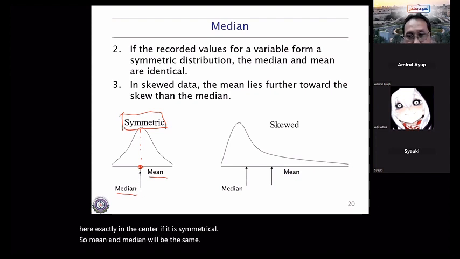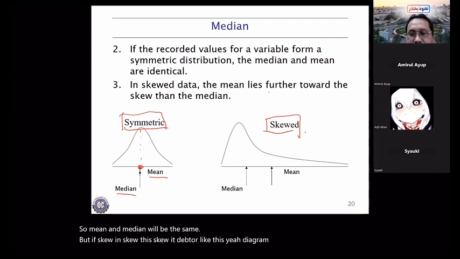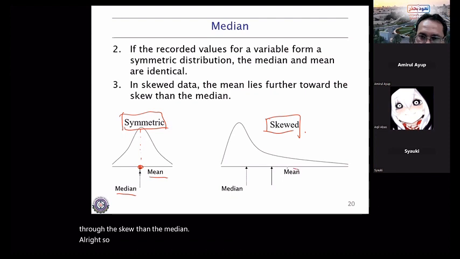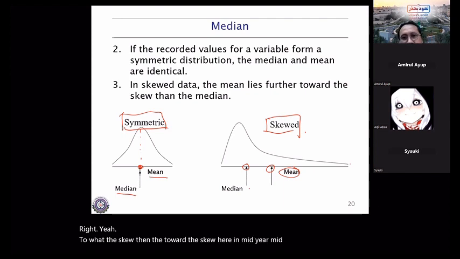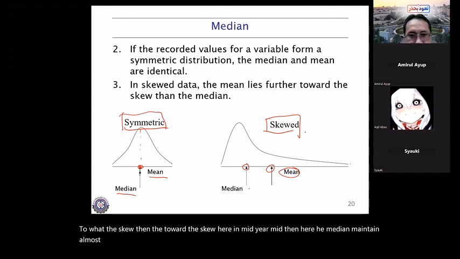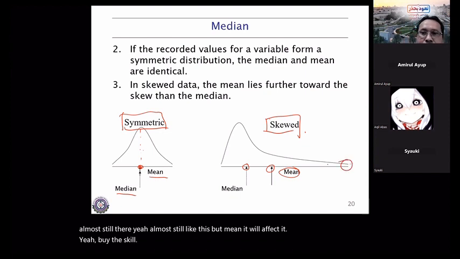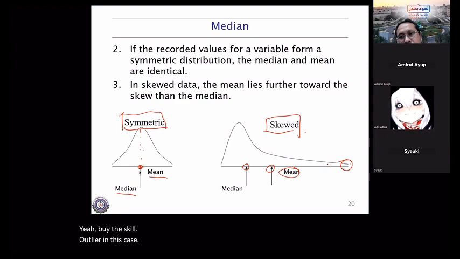But if it is skewed, with data like this diagram, the mean lies further toward the skew than the median, right? So the mean will go toward the skew like this. This is the mean, right? Toward the skew here, and the median here. The median stays almost still there, but the mean will be affected by the skew, the outlier in this case. That is the difference between median and mean.